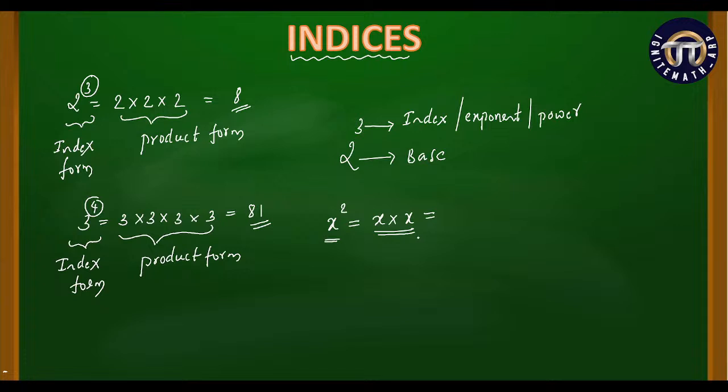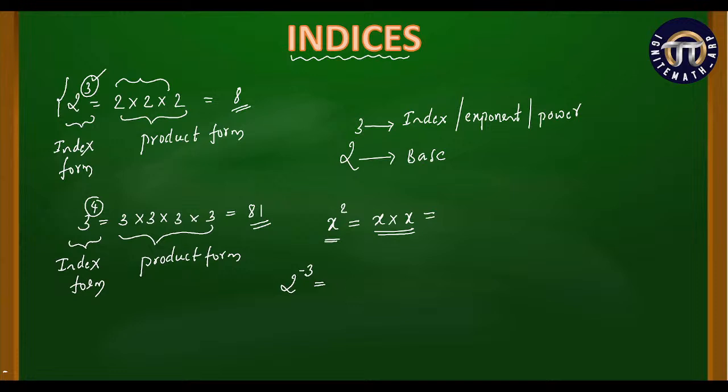Clear? As I told you, the index form of a number can be written in the product form only when you have the positive power. Suppose they have the negative power. Example, 2 to the power of minus 3. It cannot be written as minus 2 into minus 2 into minus 2. That is the wrong way of writing.